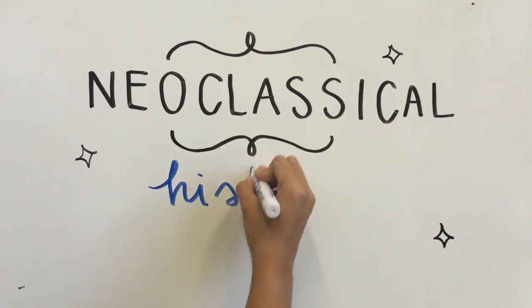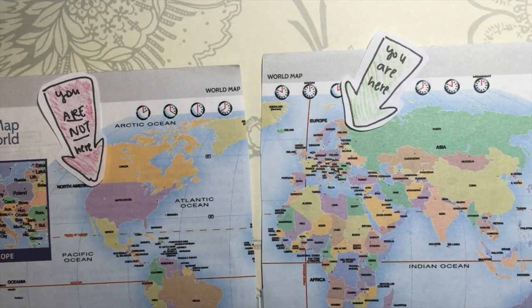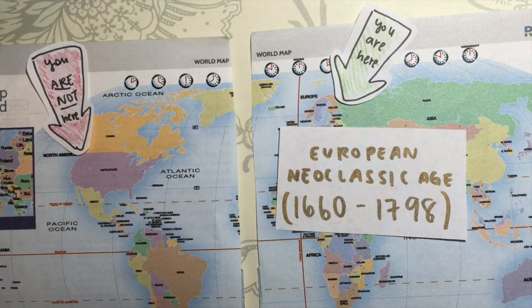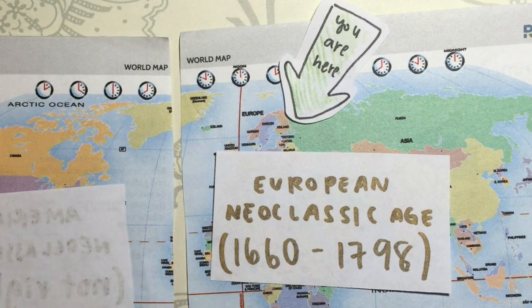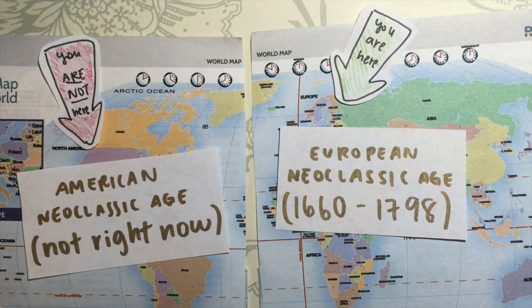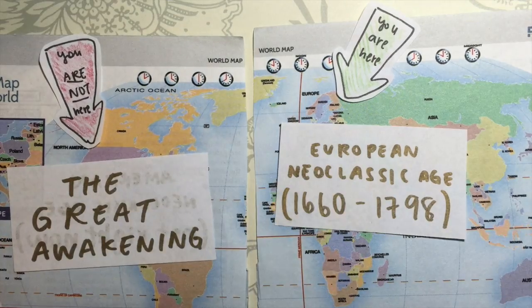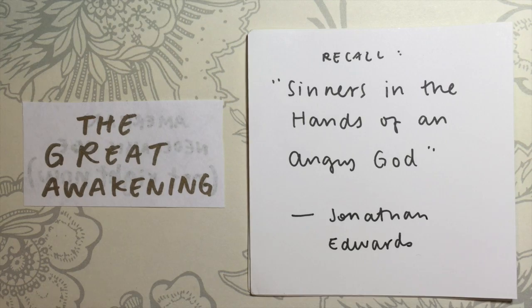The neoclassical era had a rich history as well. Don't confuse the European neoclassical era with the American neoclassical era. The one we're covering in this video is the one that took place in Europe from 1660 to 1798. Meanwhile, in America, the Great Awakening brings colonists to their knees as they enthusiastically follow preachers like James Davenport and Jonathan Edwards.